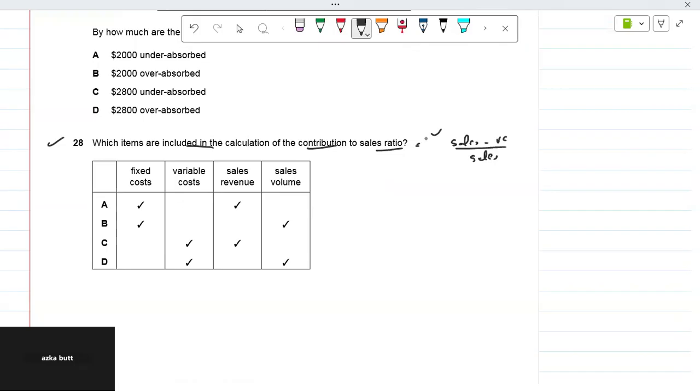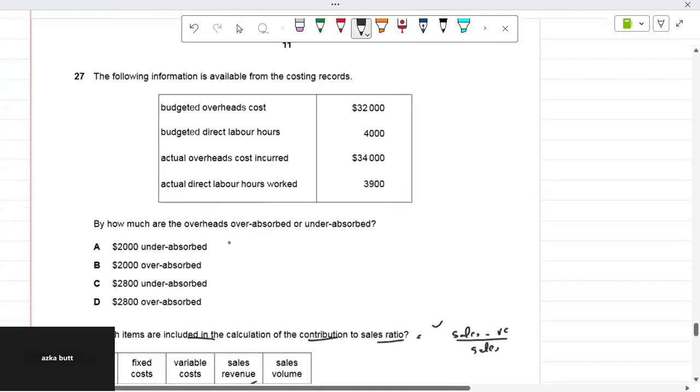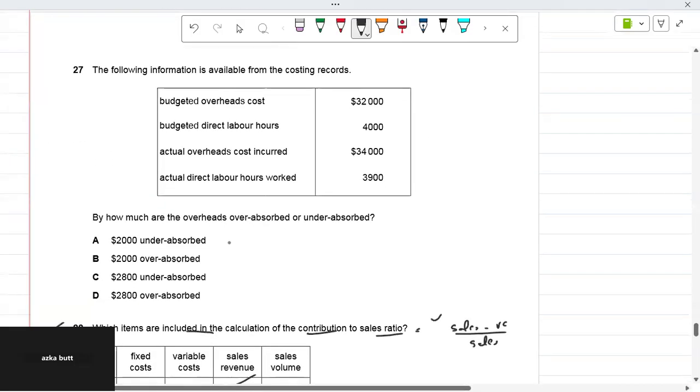So it means that sales revenue and variable cost are the items included in the calculation, as they are used to determine the contribution margin and the ratio. So it means that C option seems to be the right option. Now let's see the question number 27.